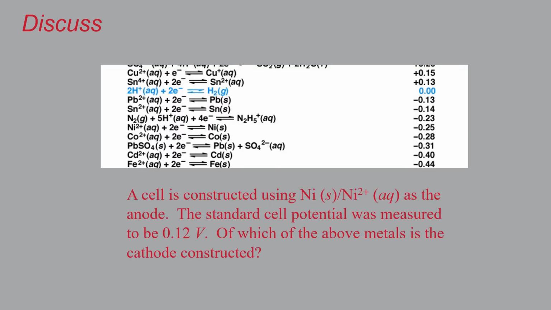All right, one more example just to see. This is a little more complicated. I have a cell that I know the anode is nickel being oxidized to nickel 2+. And I also know the standard cell potential is 0.12 volts. So which metal listed here is the cathode constructed from?